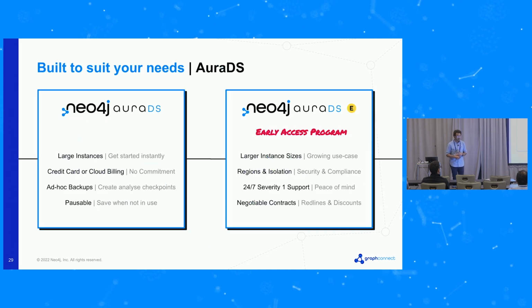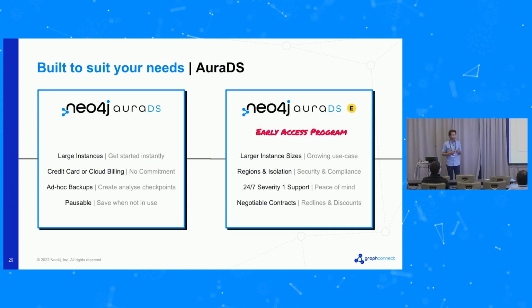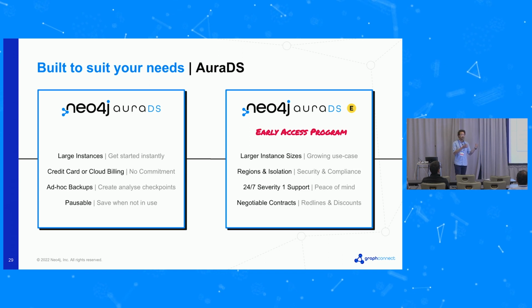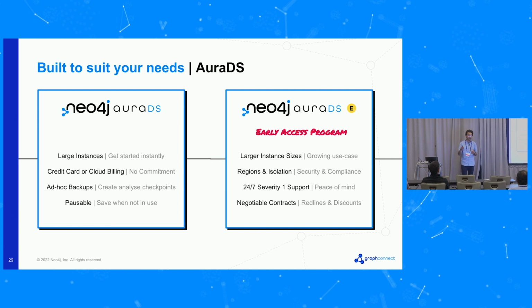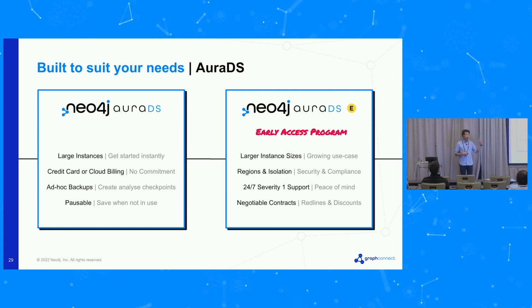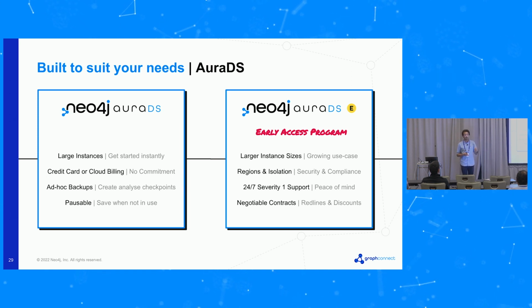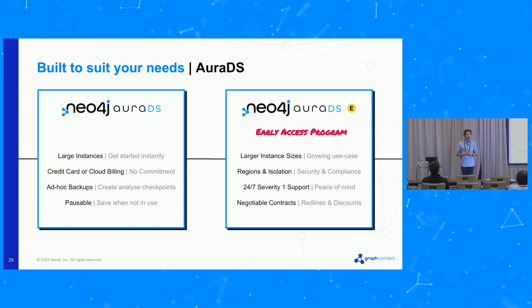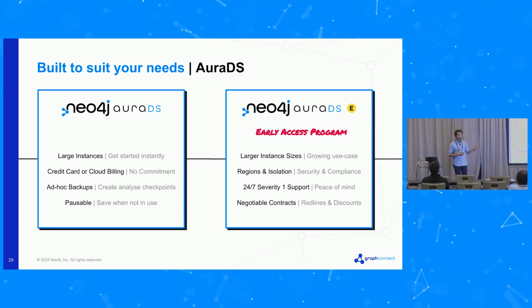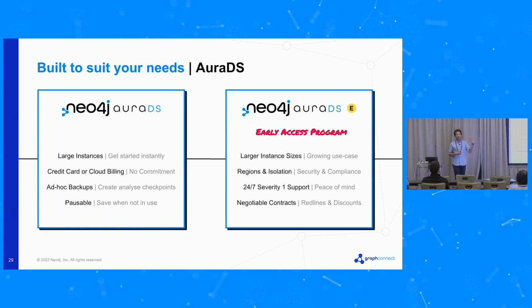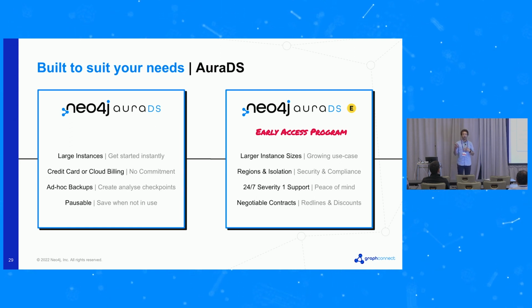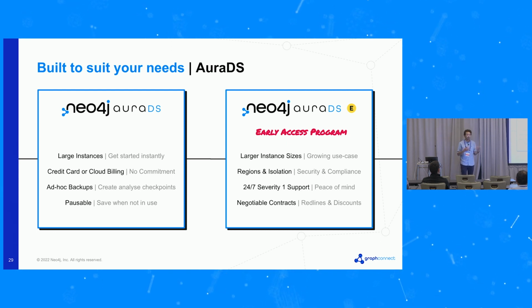There are two flavors of AuraDS today, and one is an early access program. What's available today is available on GCP. You get large instances between 8 and 96 gig, and you can pay either by credit card by going to neo4j.com, or you can head over to the GCP marketplace and buy it. You get ad hoc backups, which means that if you want to create checkpoints within your analyses so you can revert back, maybe you've loaded data source A, then data source B, and made a little bit of an error, you can switch back and create backups along the way to help you. And it's pausable too.